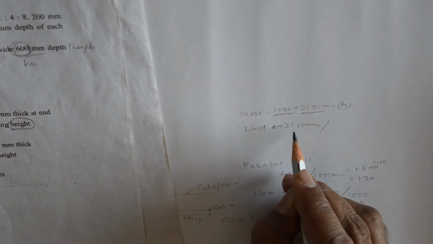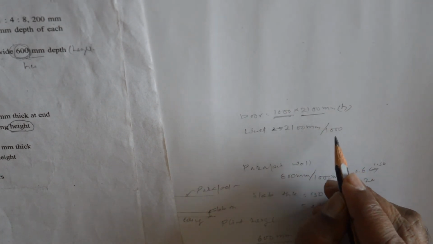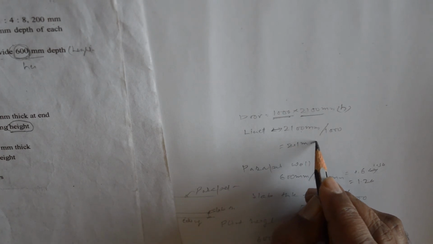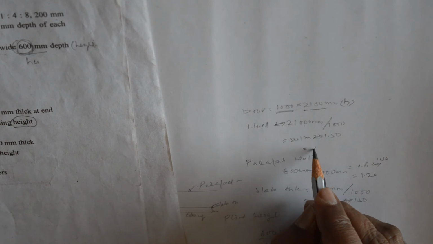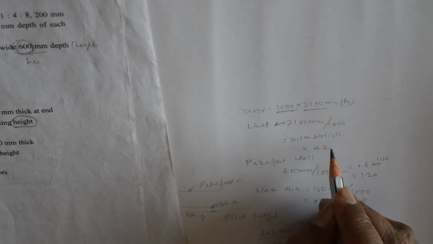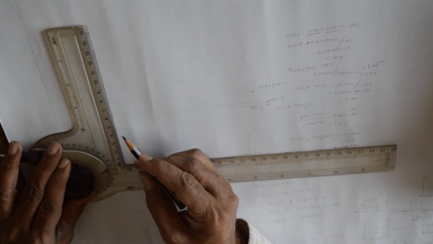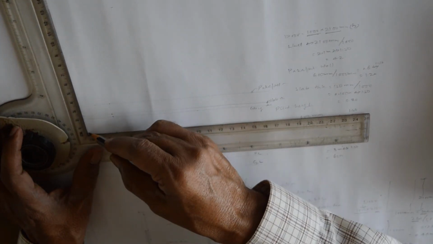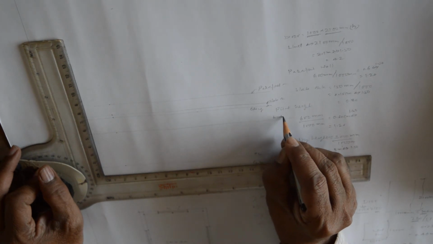Okay. Now 2100 divided by 1000, that becomes 2.1 meter. When you convert this to 1:50, then it becomes 4.2 centimeter from where? From plinth. Okay, 4.2 from the plinth. Okay, now this is your lintel.